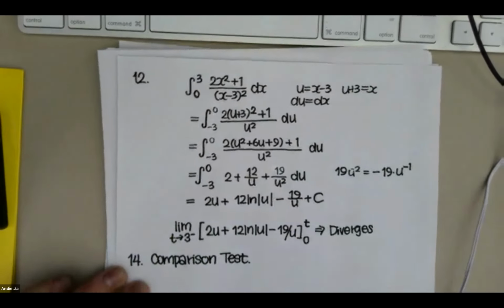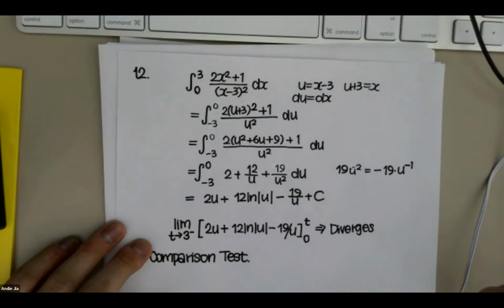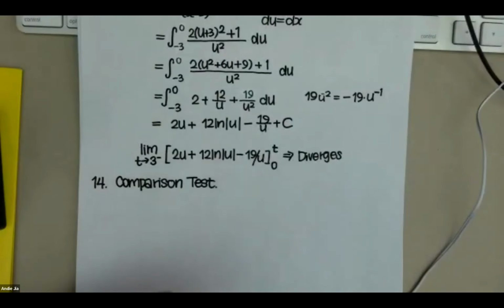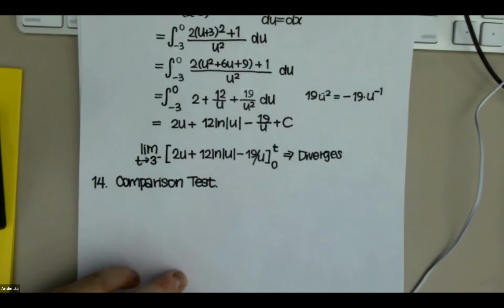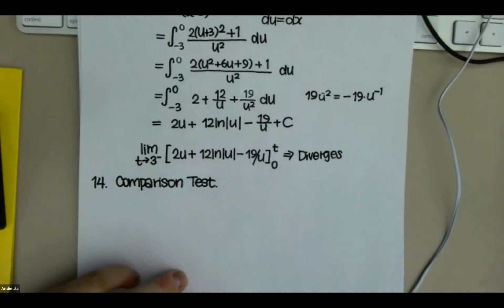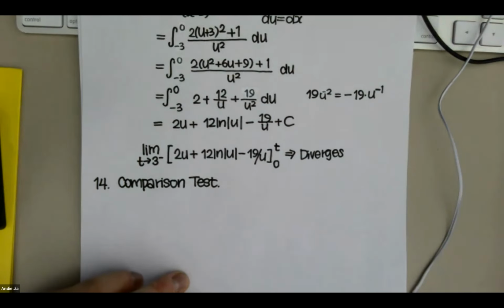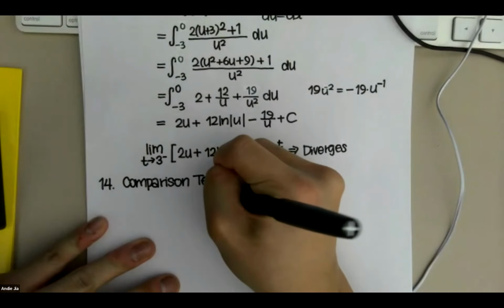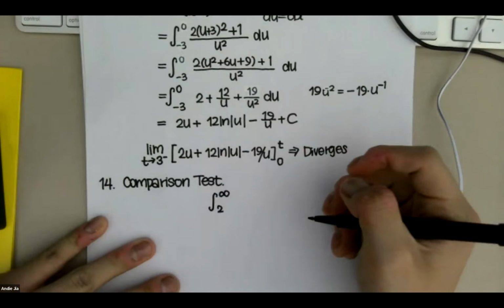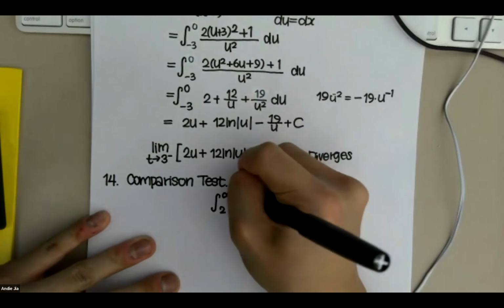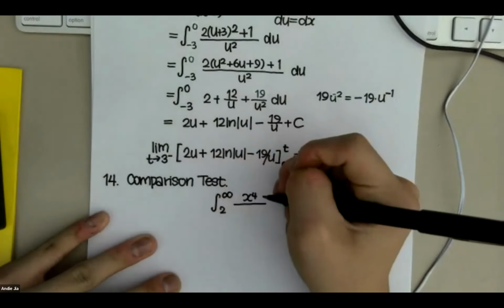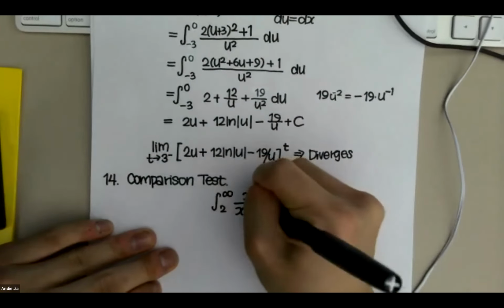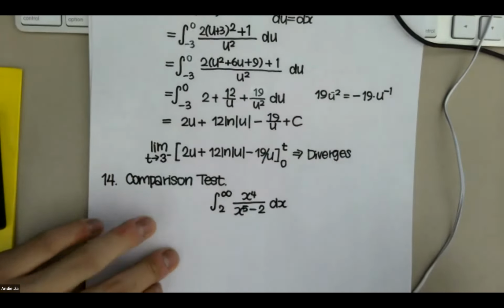So this is the last question that I'm going to go over today before the Q&A. After this question, feel free to ask me any questions, or I can redo that integral. Okay, so this number 14: the integral from 2 to infinity of x to the 4th over x to the 5 minus 2 dx.